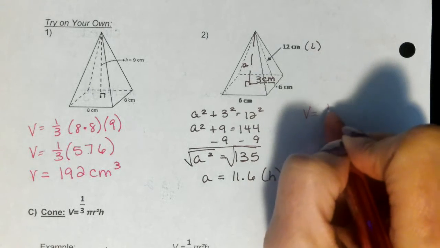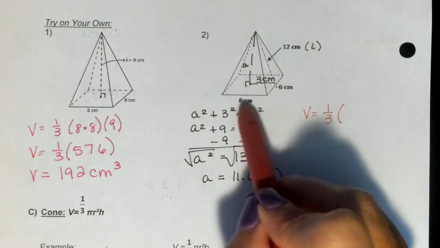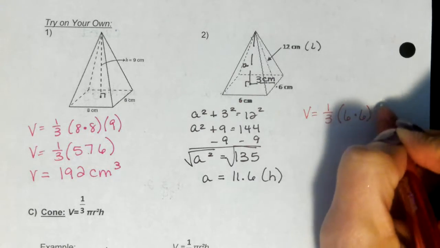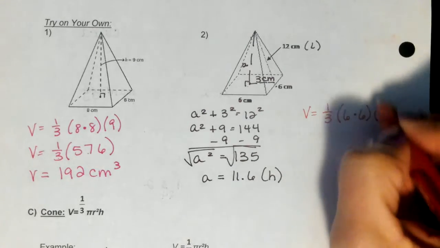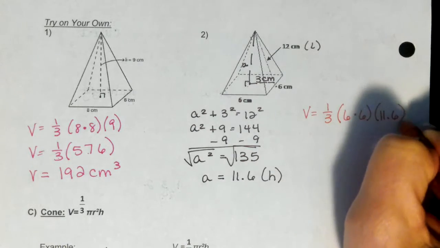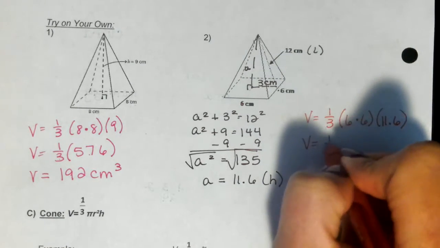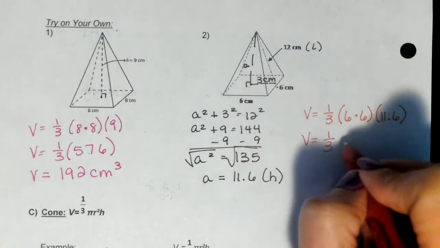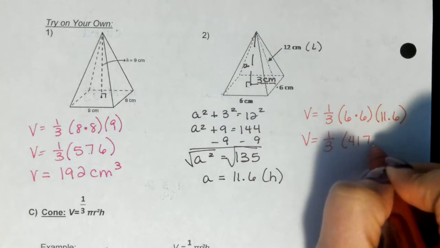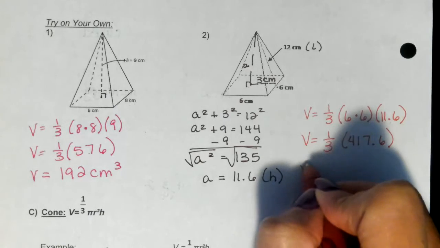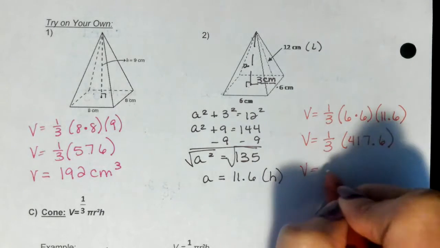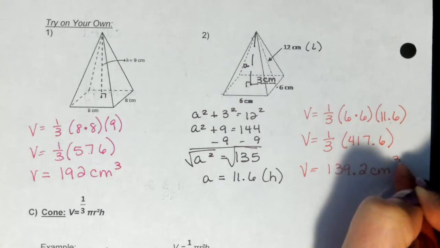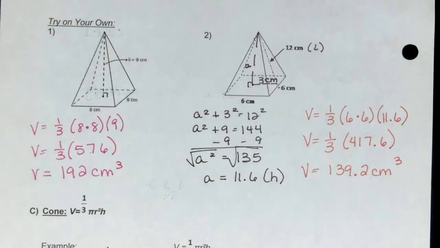So my volume is 1/3 area of the base. It's a 6 and another 6. So I'm going to multiply those together. That's area of the base. We just found the height here at 11.6. So again, I'm going to leave this 1/3 alone and just multiply these two pieces together. That's going to give me 417.6. And then taking 1/3 of that, dividing by 3, 139.2, and we're in centimeters, so it's centimeters cubed.